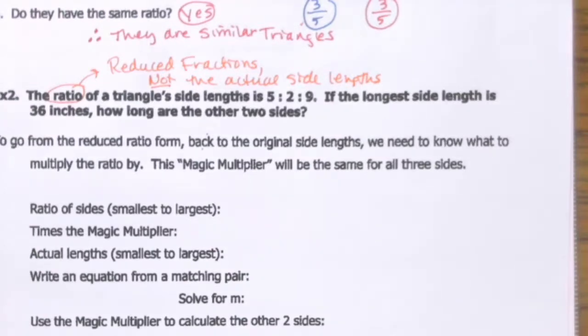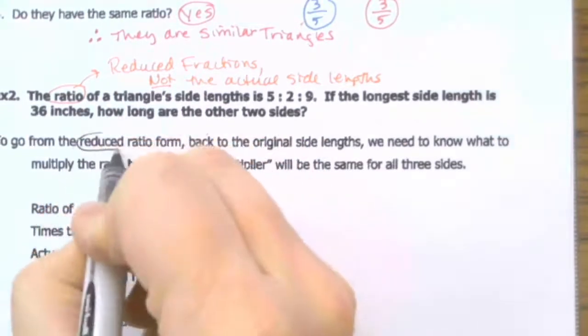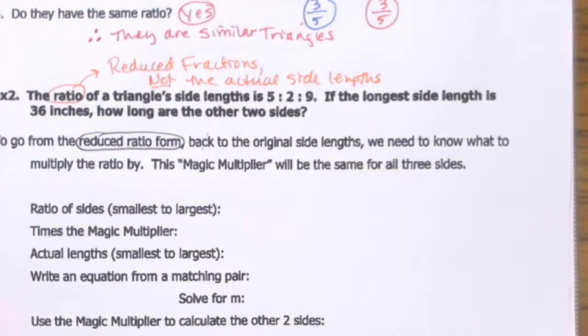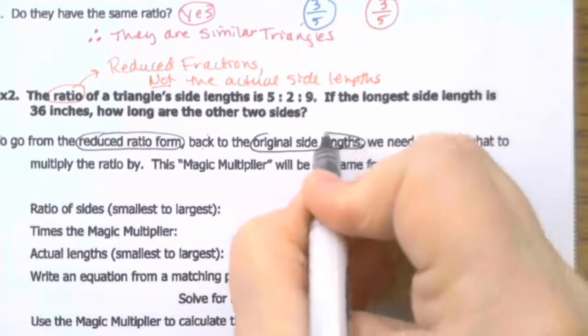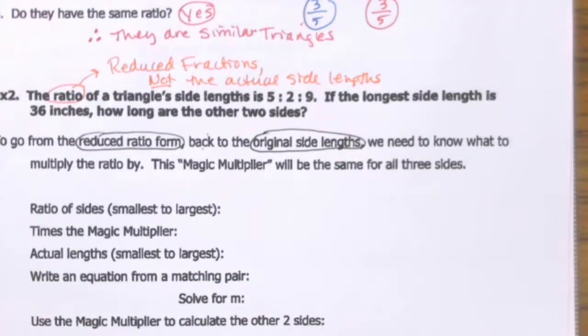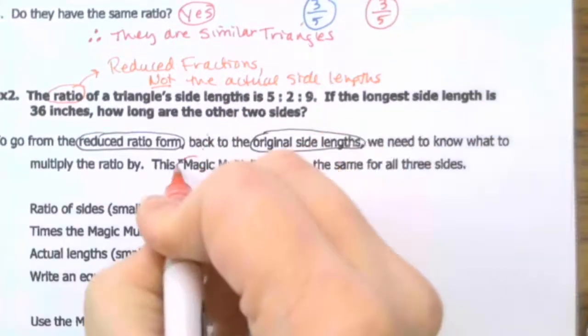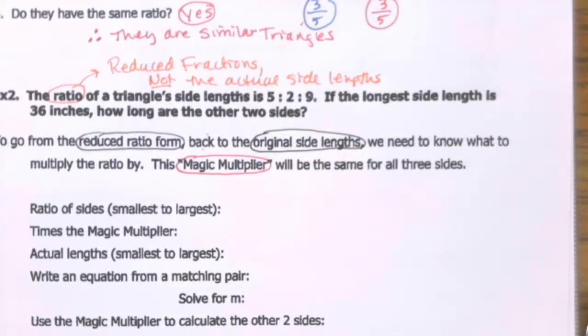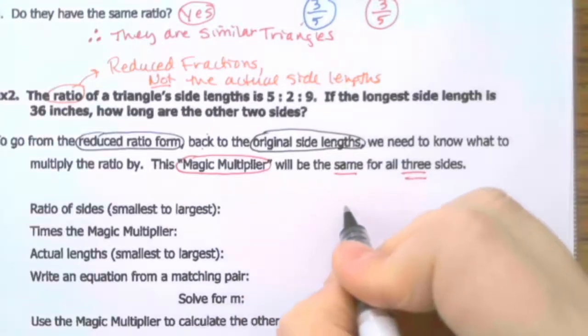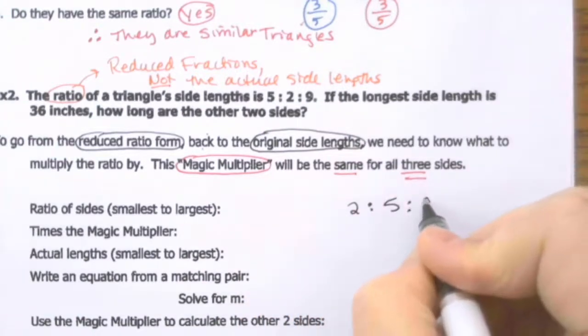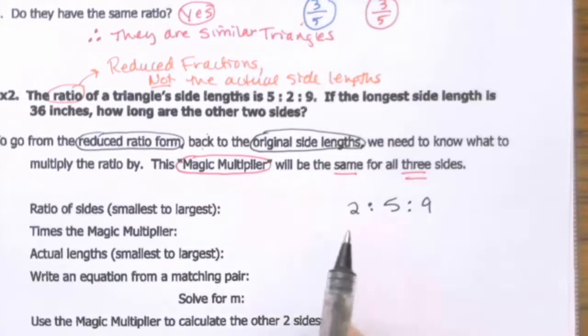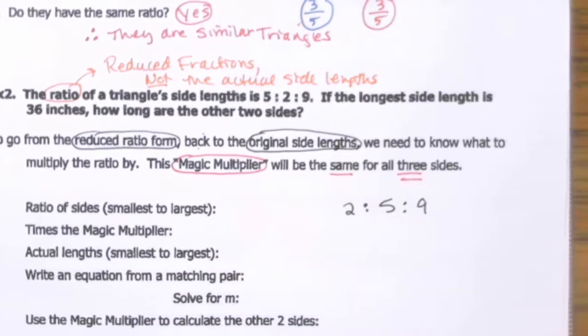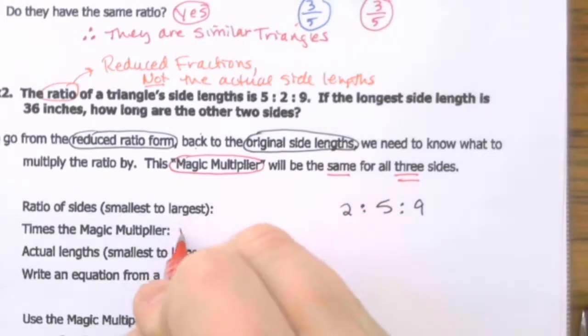Okay, so how do you attack this? To go from reduced ratio form, which is what they gave you, back to the original side lengths, we need to know what to multiply the ratio by. This magic multiplier will be the same for all three sides. The ratio of the sides, smallest to largest, is 2 to 5 to 9. They gave us that. So we need to know what to multiply those by. We need the magic multiplier, which is m.